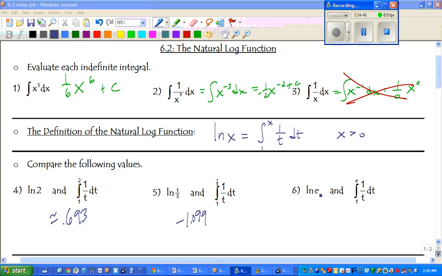And for the last one here, number 6, natural log of e, that's one you should hopefully know. That is just 1. Right, natural log of e, e to what power gives us e? It's 1. And here, if we go from 1 to e, the definite integral from 1 to e of 1 over t dt, we also end up with 1.